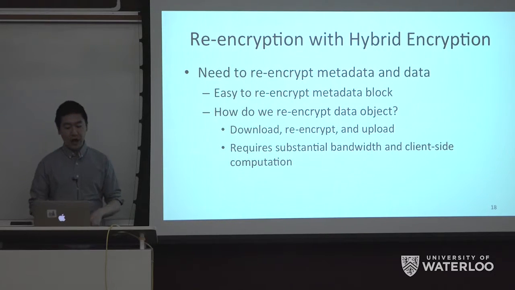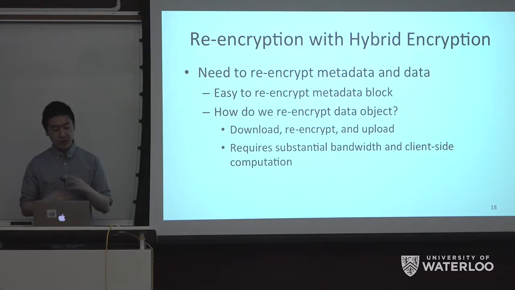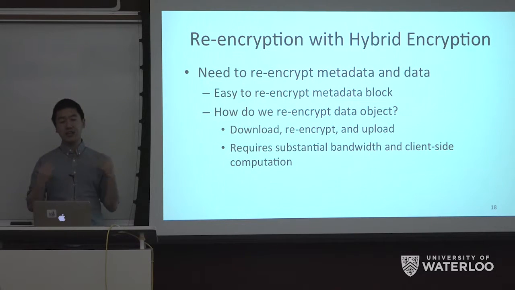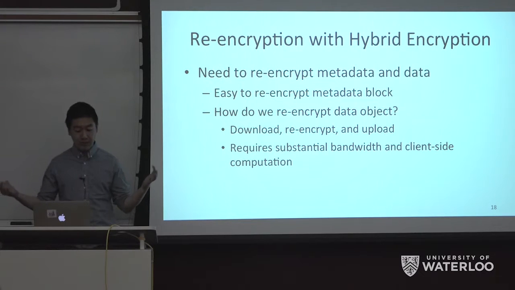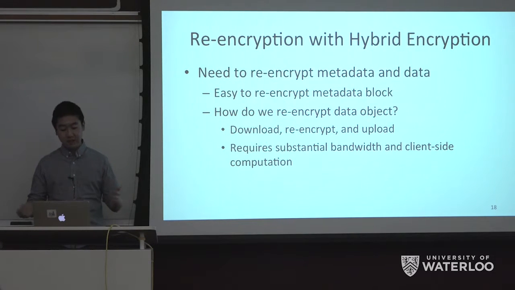Remember that our data was encrypted using hybrid encryption and storage-based data structures. So what we really need to do is re-encrypt the metadata and data blocks. It's easy to re-encrypt the ABE encrypted metadata block. It's much smaller than the size of the overall data. You can just download it, re-encrypt it, and upload it again. But these data objects can be pretty large. So how do we re-encrypt the data object? Well, we can always just download it, re-encrypt it, and upload the data object. But that requires a substantial amount of bandwidth and client-side computation. The question is, can we do better?